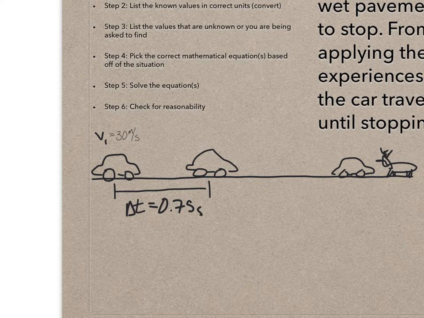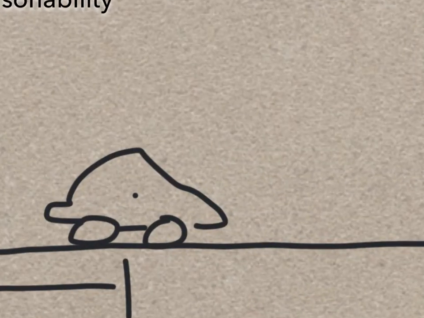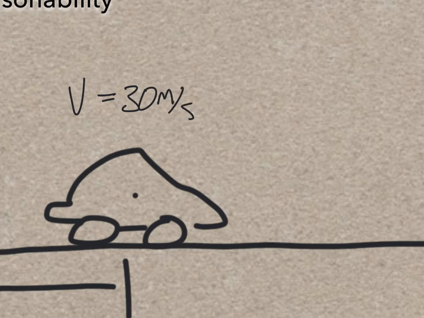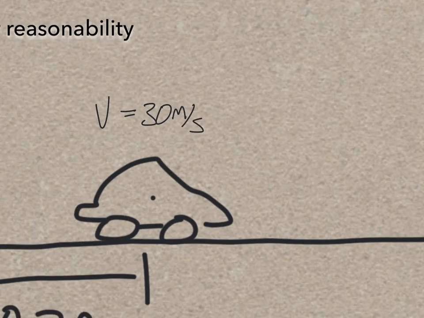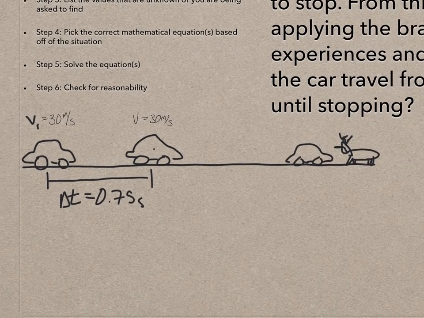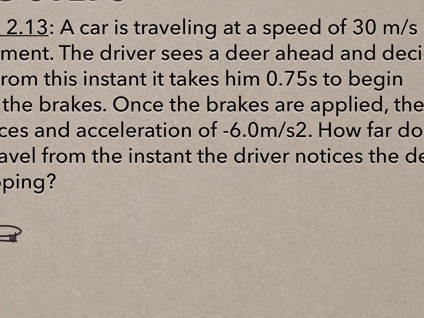Now, at the end of this interval, I have to assign this car a speed. Well, at the end of this interval, he's still going 30 meters per second. He hasn't applied the brakes or done anything else like that. So I'll zoom in here and say my velocity at this point is 30 meters per second. And that's all we really know about that first interval, right?